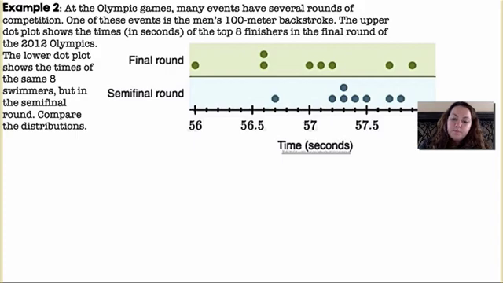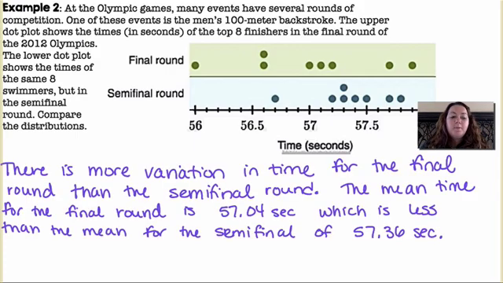Okay. So here's what I wrote just for comparing these two distributions. I said, there is more variation in time for the final round than the semifinal round. The mean time for the final round is 57.04 seconds, which is less than the mean time for the semifinal round, which is 57.36 seconds. Okay, I know it doesn't seem like much, but in Olympic games, those just fractions of a second make a huge difference.